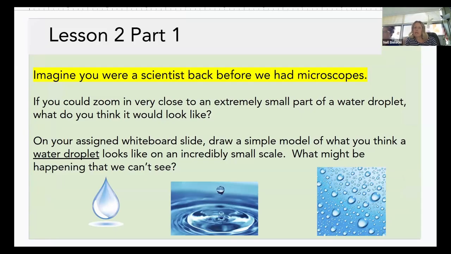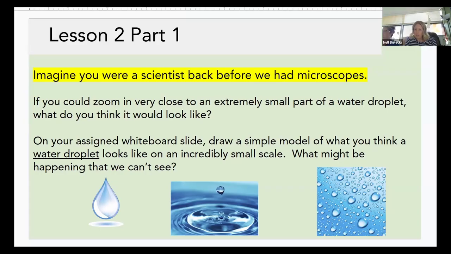So what I would like you to do is imagine that you were a scientist back before we had microscopes. If you could zoom in very close to an extremely small part of a water droplet, what do you think it would look like? That's the introductory question.